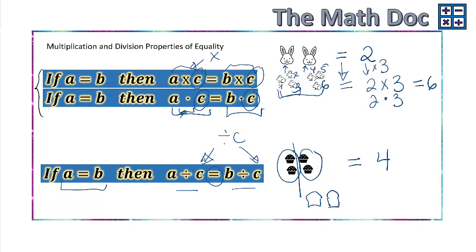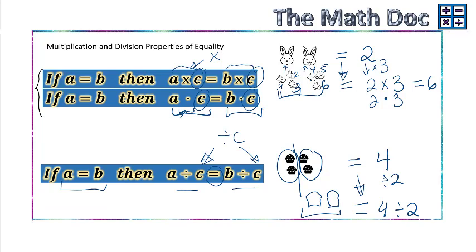So the result of the division is basically 2 groups of 2 cupcakes. So the answer here is 2, right? Now, in order to keep this equality, we will have to divide this side of the equation by 2 as well. And so we get 4 divided by 2 here on the right.